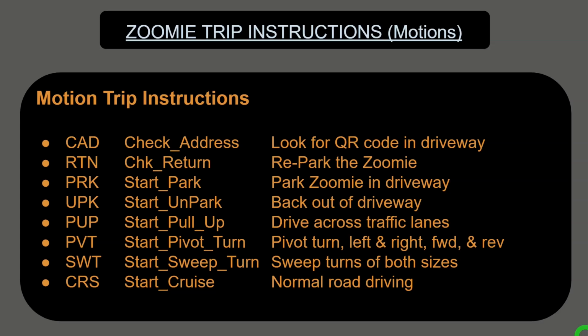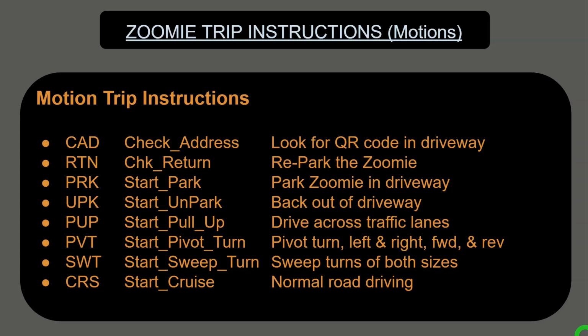Moving on to the trip instructions that cause motion, we've got CAD and RTN. Those two work together. CAD is check for address, and that would be when the Zoomie is in a driveway. What it'll do is look for the QR code in the driveway by backing up a few inches. That'll give the QR code scanner an opportunity to scan the QR code, at which point it will return to the repark position or the park position within the driveway. So those two functions are always handled one after the other.